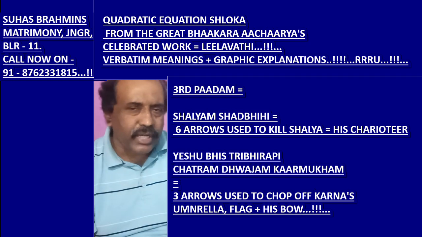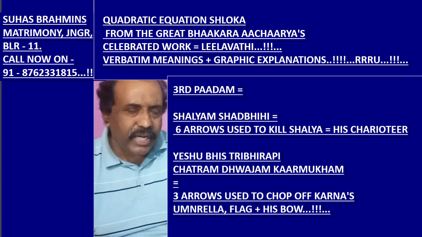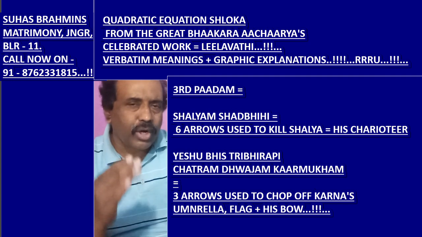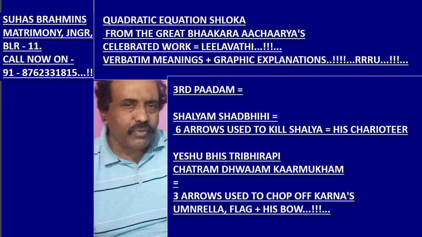Chhatram means the umbrella of the chariot. Dhvajam means the flag of the chariot. He chopped off both. The third arrow, Karmukham, means bow. Where do you find this word, my dear friends?